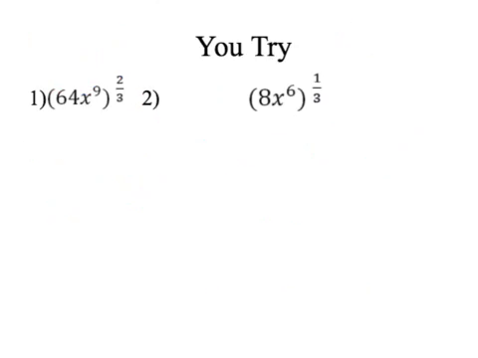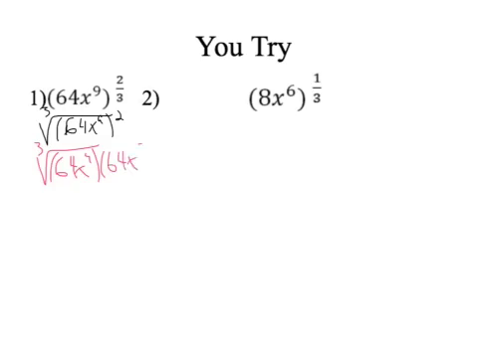Here are a couple you try problems, pause the video, and attempt them. To write it out as a radical, you have the index is 3, 64x to the 9th, the second power. So the second power says I need to write it out 2 times. So it'd be 64x to the 9th and 64x to the 9th.